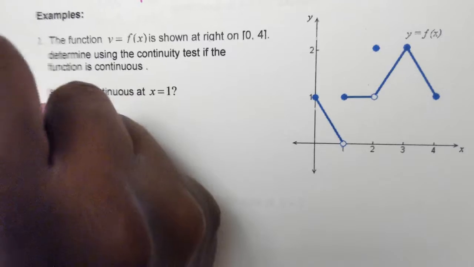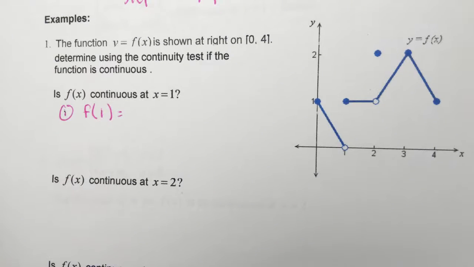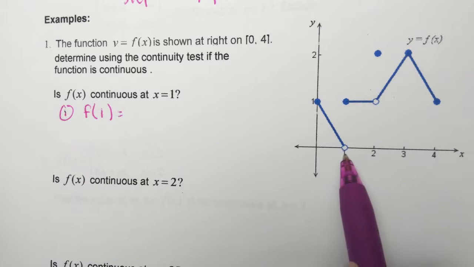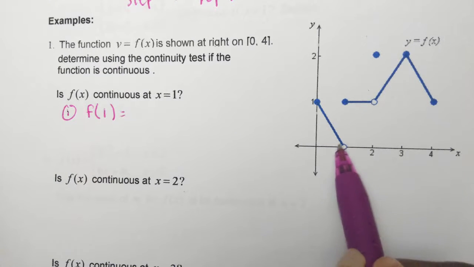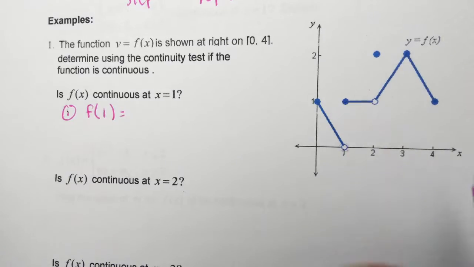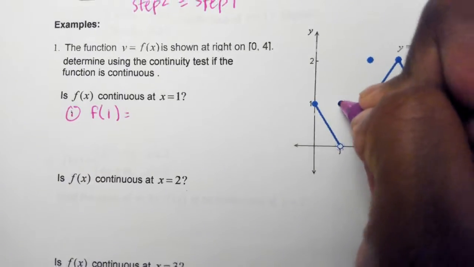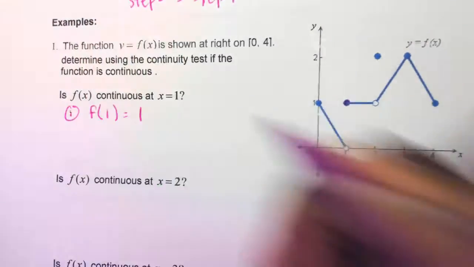So our first step is to figure out what is f of 1. Does that exist? Okay, so if we go over to 1, we have an open circle at 0 and a closed circle at 1. So f of 1 is that closed circle. So f of 1 is equal to 1.